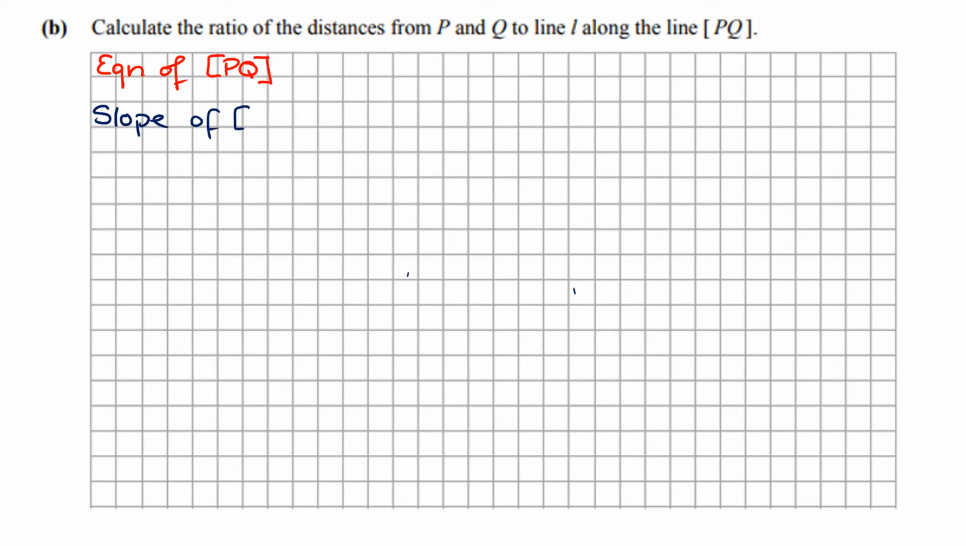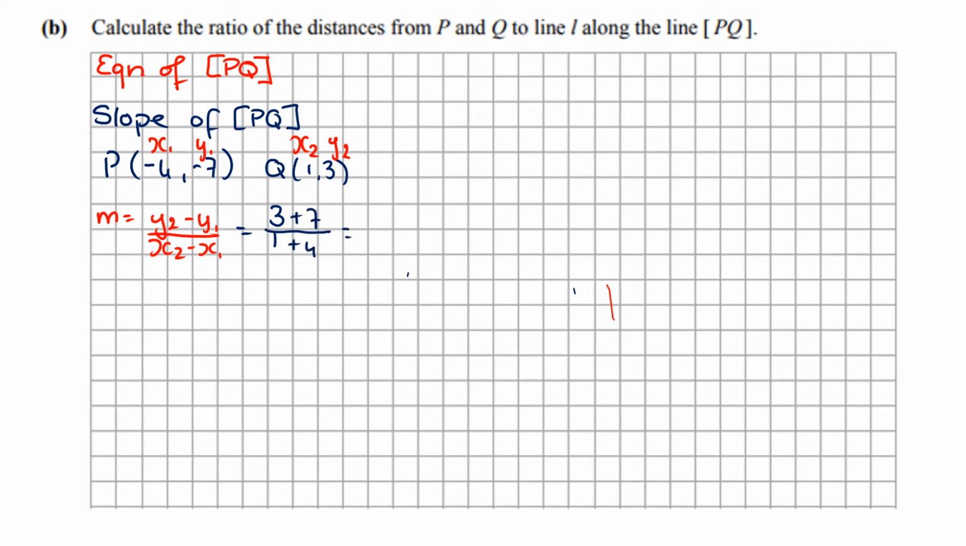So the slope of PQ. We need to work with our 2 points, P, which is (-4, 7), and Q, which is (1, 3). This is our x1, y1, x2, y2. Our slope formula, from page 18, is y2 minus y1 over x2 minus x1. So we get 3 minus 7 over 1 plus 4, and that simplifies to -4 over 5... which is 2.